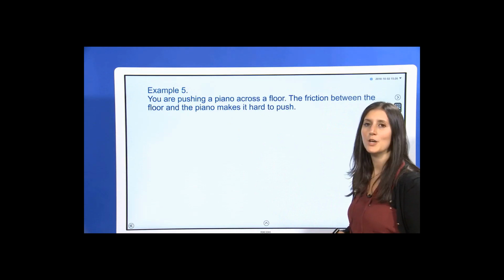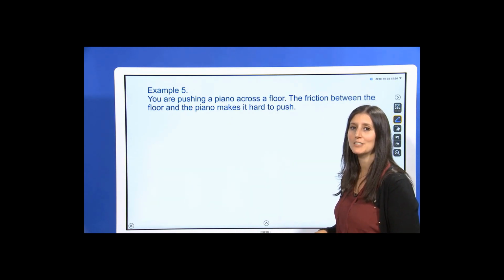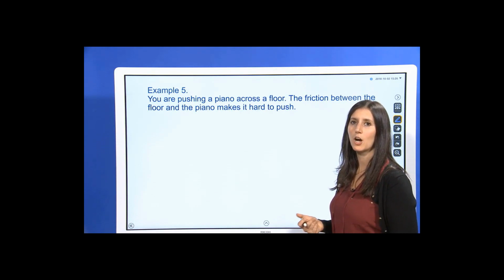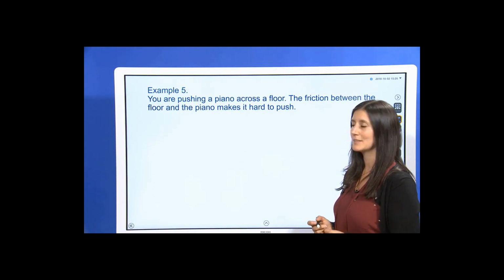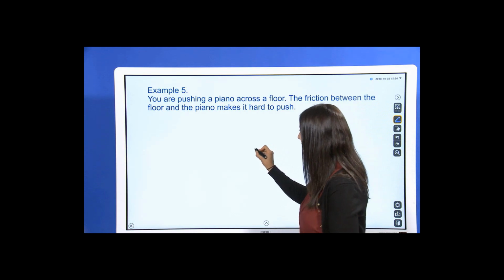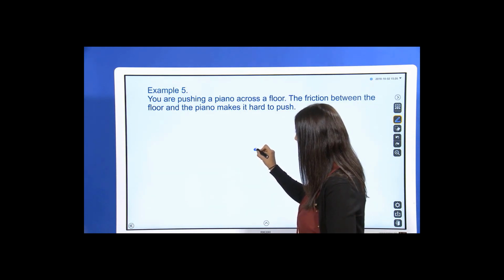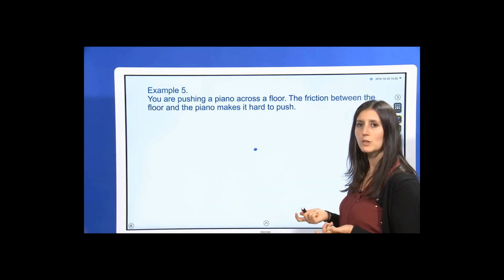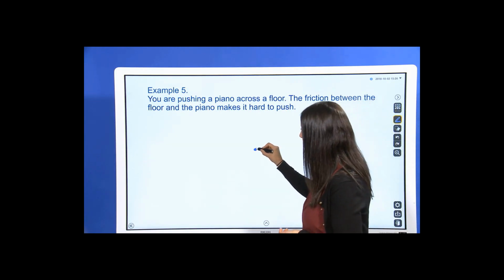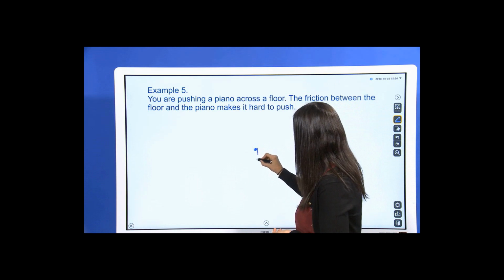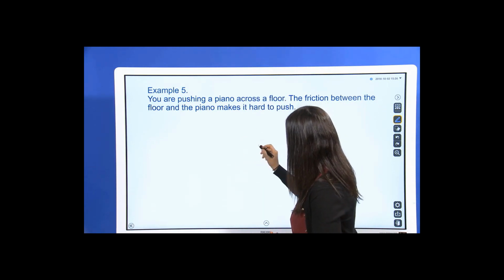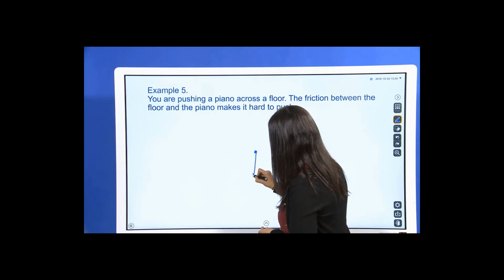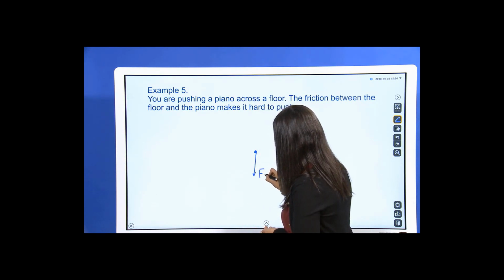Okay, example 5. You're pushing a piano across the floor. The friction between the floor and the piano makes it hard for you to push it. Okay, so let's draw a free body diagram. This time we're drawing the free body diagram of our piano. We're still going to represent it as a dot. The first force we always can put in is the force of gravity, and it always points straight downwards. My piano is a dot. The force of gravity points straight downwards. FG.